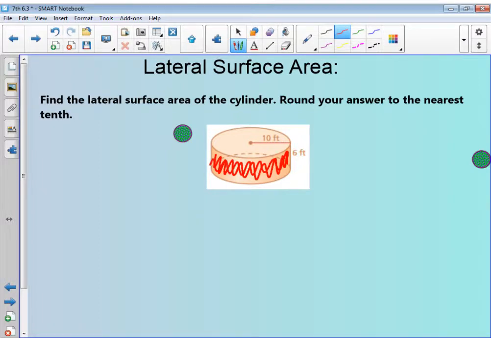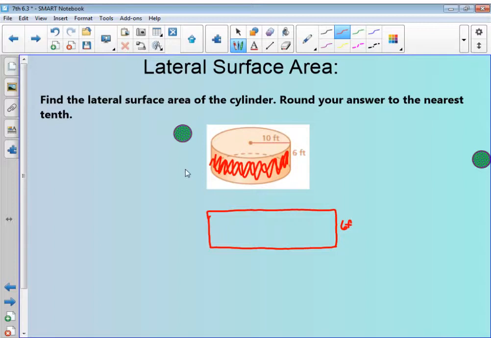So your lateral surface area is just that very middle section of the cylinder. It does not include the top and the bottom. Okay, so that's basically what lateral surface area is. It's that middle piece that connects your two bases. Our bases are our circles. So we really have a figure for our lateral surface area that is a rectangle. Okay, and the height of that cylinder was 6 feet.